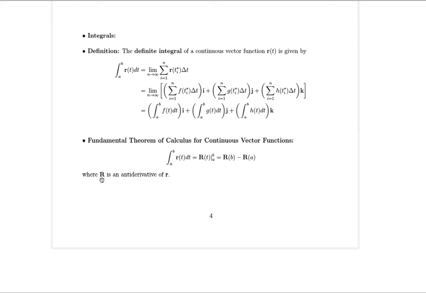Or another way of putting this is to say, if capital R is the antiderivative of little r, then the fundamental theorem of calculus holds, right? And you can just take R of b minus R of a. Now let's actually do an example here with integration. We've got r of t equal to 6t squared in the x, plus 4e to the negative 2t in the y, and 8 cosine 4t in the z component. They want us to evaluate this integral from 0 to 1 of r of t dt.